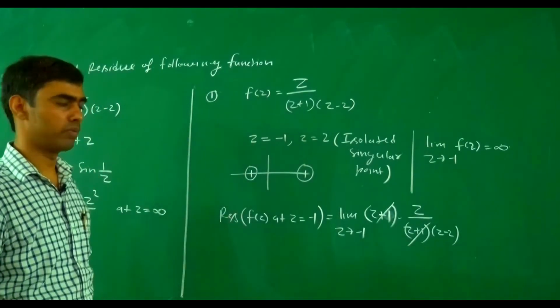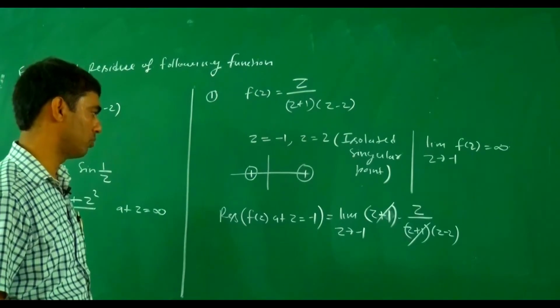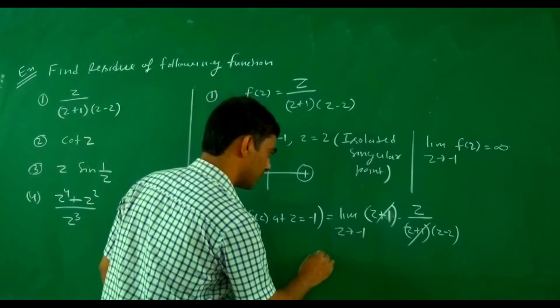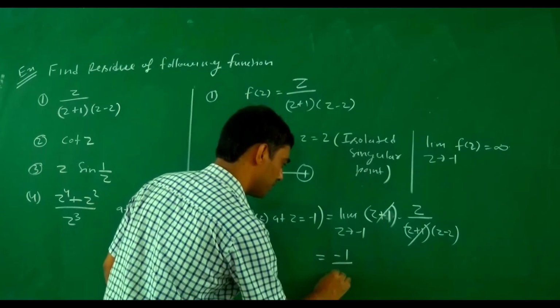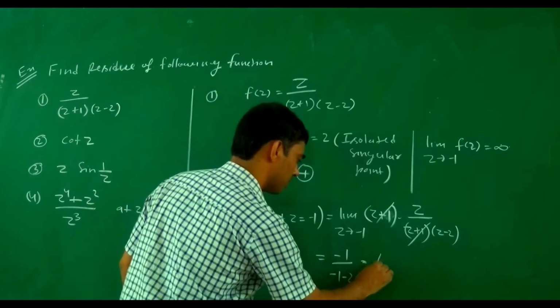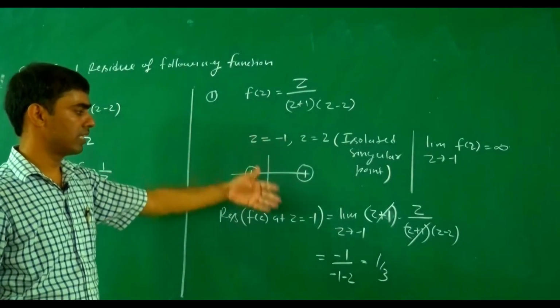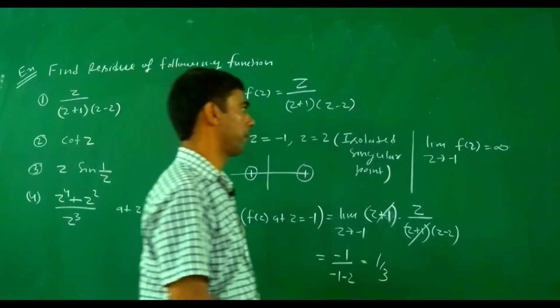If the power is 1, then it is a pole of order 1; if the power is 2, then a pole of order 2. So cancel out, and if you put z equal minus 1, this becomes minus 1 divided by minus 1 minus 2. What is the value? The value becomes 1 by 3. So the residue of f(z) at z equal minus 1 is 1 by 3.